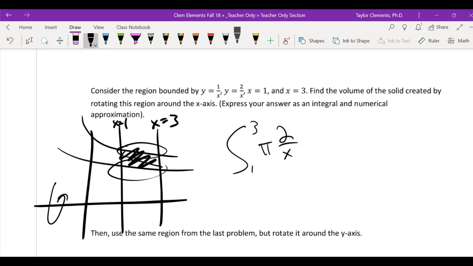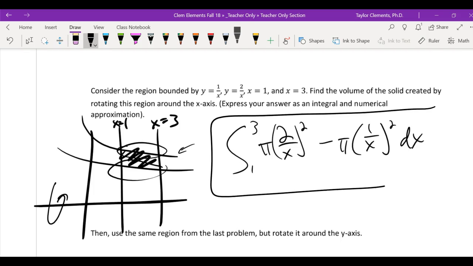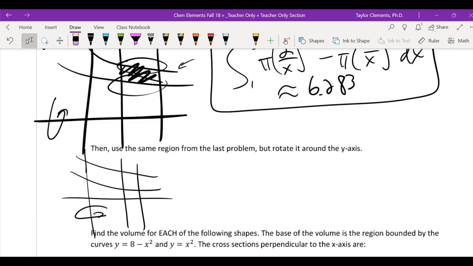So it's pi r squared. That's the outer. And the inner is just going to be 2 over x. No, sorry. 2 over x is the outer. The inner is going to be the green one. So minus pi r squared, and the inner one is 1 over x, dx. And that's right there. I'll look at the decimal approximation. All right, now we're continuing on.